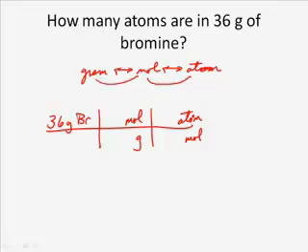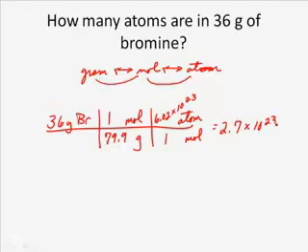Okay? So grams to moles on the periodic table, it tells me that bromine's mass is 79.9. And then 1 mole is 6.02 times 10 to the 23rd atoms. So 36 divided by 79.9 times 6.02, 10 to the 23rd. And I get 2.7 times 10 to the 23rd. That's atoms of iron. Oh, sorry, bromine.